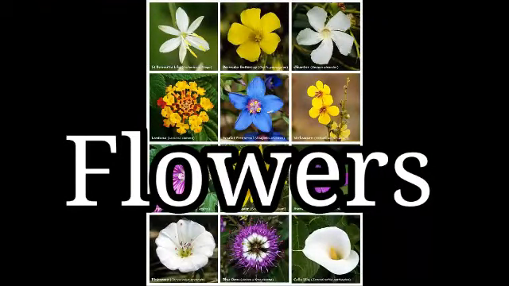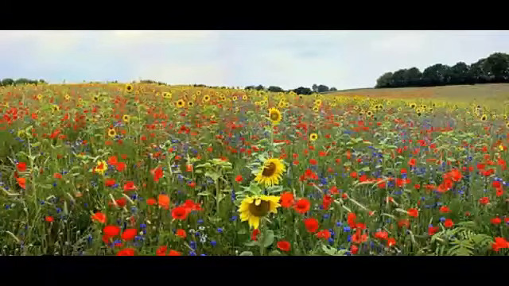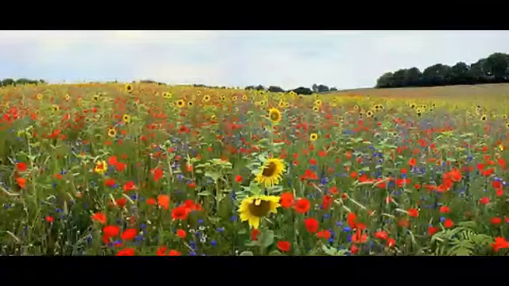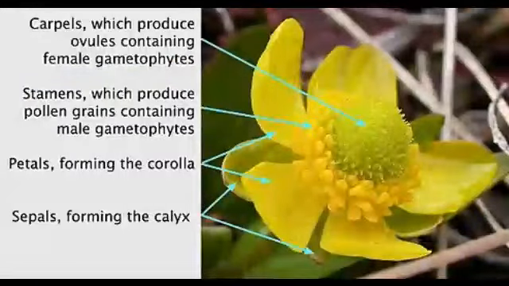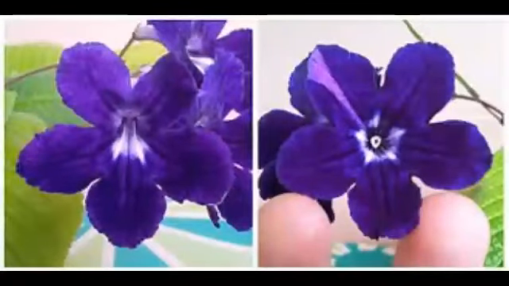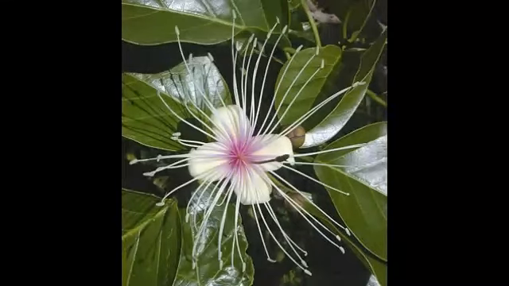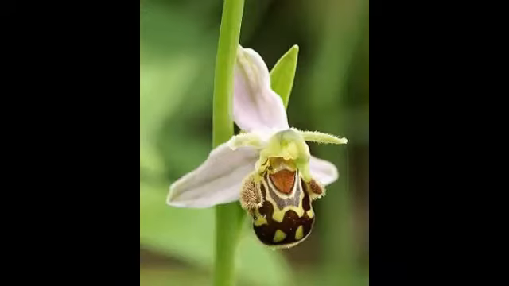Next one, flowers. Flowers are the colorful part of the plant. Many flowers have a sweet scent. Most flowers have a sweet juice called nectar.